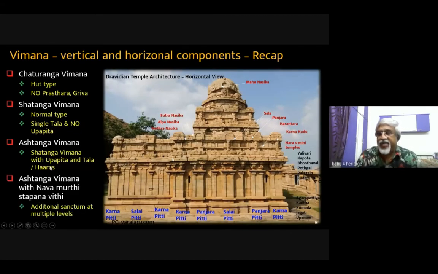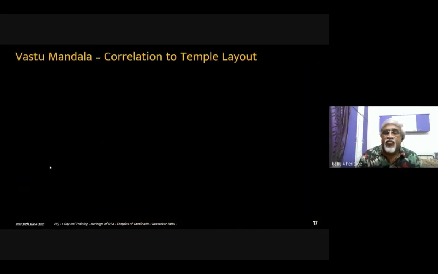And we will see later in the next class Ashtanga Vimana with Navamurti Sthapana Vidhi. So this is as per Vaishnava Sampradaya. All the Vaishnava temples with the apartment type of 3 gods will be called this way, Navamurti Sthapana Vidhi. We will see it later in the next class. So this sums up the discussion on the temples, and we had a recap.